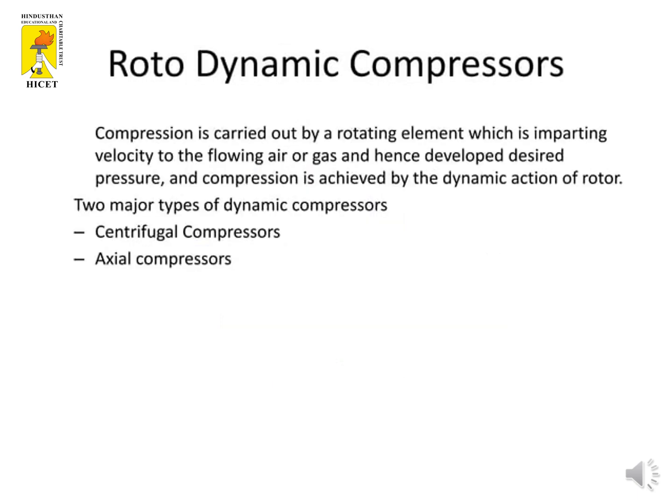Next is the rotodynamic compressor. The compression is carried out by a rotating element which imparts velocity to the flowing air or gas, and hence the desired pressure and compression is achieved by the dynamic action of the rotor. There are two types of dynamic compressors: one is the centrifugal compressor and one is the axial compressor.